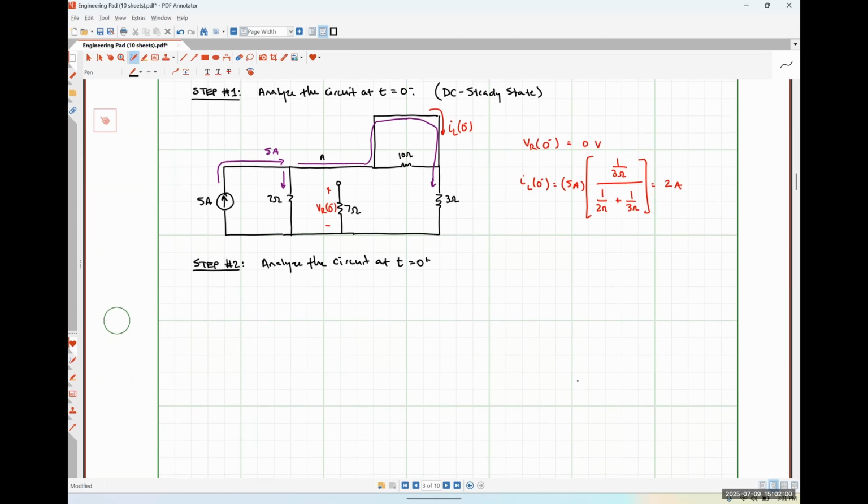Okay. So I'm going to draw our circuit. So here's the 5 amp source. Here is our 2 ohm resistor. Now, terminal A is going to be open circuited. So that's this guy right here. And then B is going to be closed to our switch. So here's B. There's that 7 ohm resistor.